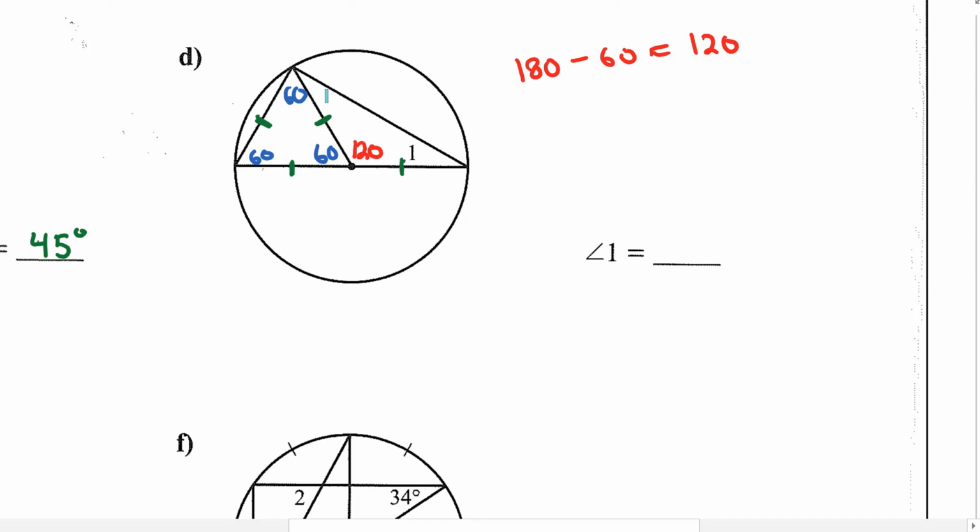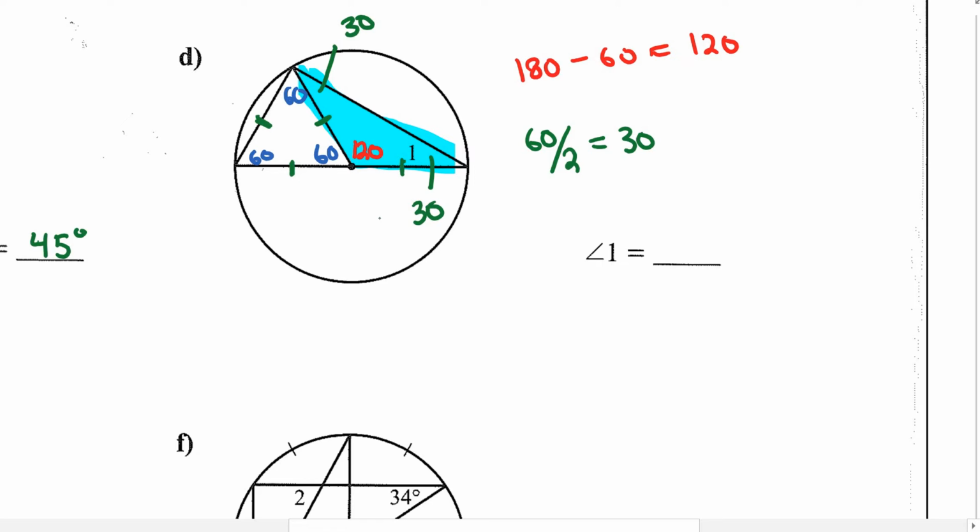And then this blue triangle right here, you do have an isosceles triangle there, so the corner angles are going to be equal. So if I do 180 minus 120 degrees, there's 60 degrees left. So 60 degrees divided by 2, that's going to be 30 degrees. So each of these corner angles should be equal to 30 degrees.